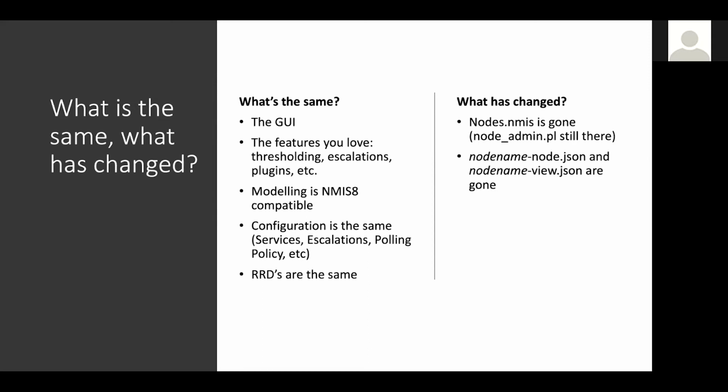Configuration is the same. Services, escalations, polling, policy, all of that is exactly the same. None of that's changed. RRDs are the same. We will be tweaking and making some enhancements over time to the RRD schema. Now that we've given you compatibility, there are some things that we need to do to improve and go forward to maybe get better performance out of NMIS 9, but we'll make those optional. So we'll release a set of schemas, let's call them optimized database. This will be a set of models, I should say, that will be optimized in the future.